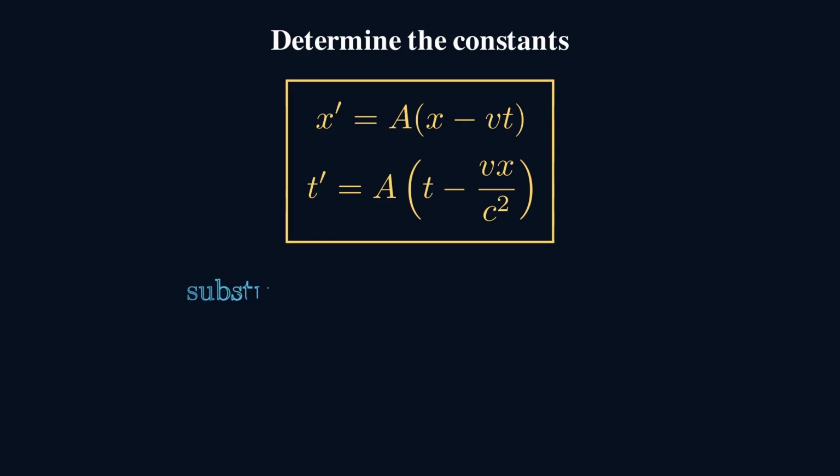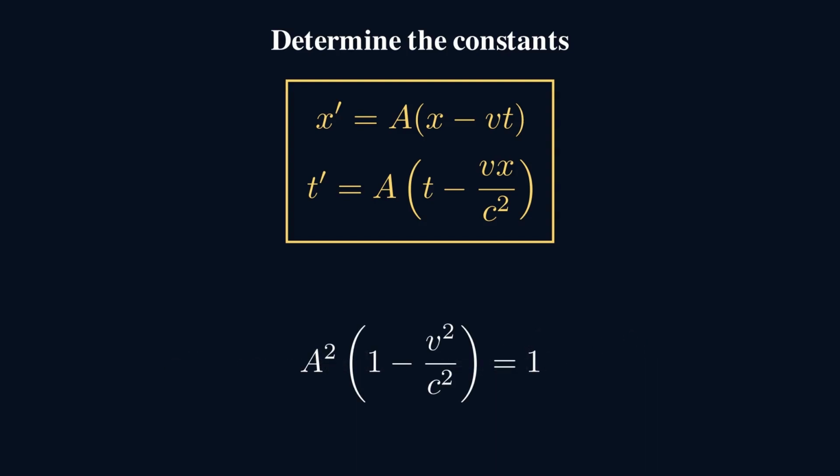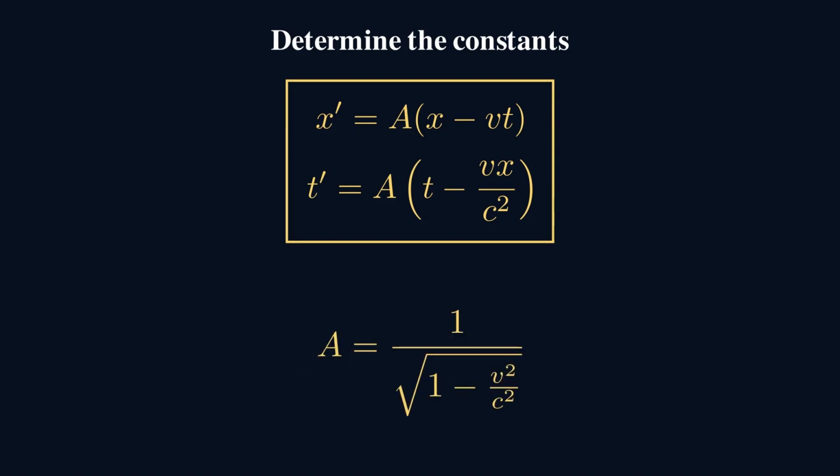So let's start with x equals A times (x prime plus v t prime). And let's use these two relationships that we have for x prime and t prime. And after some algebra, which I'll leave you to work out for yourselves, it's not difficult, we get this expression here, which leads to this expression, which is an equation for A. And we can solve that easily to get this value of A: 1 over the square root of 1 minus v squared over c squared.